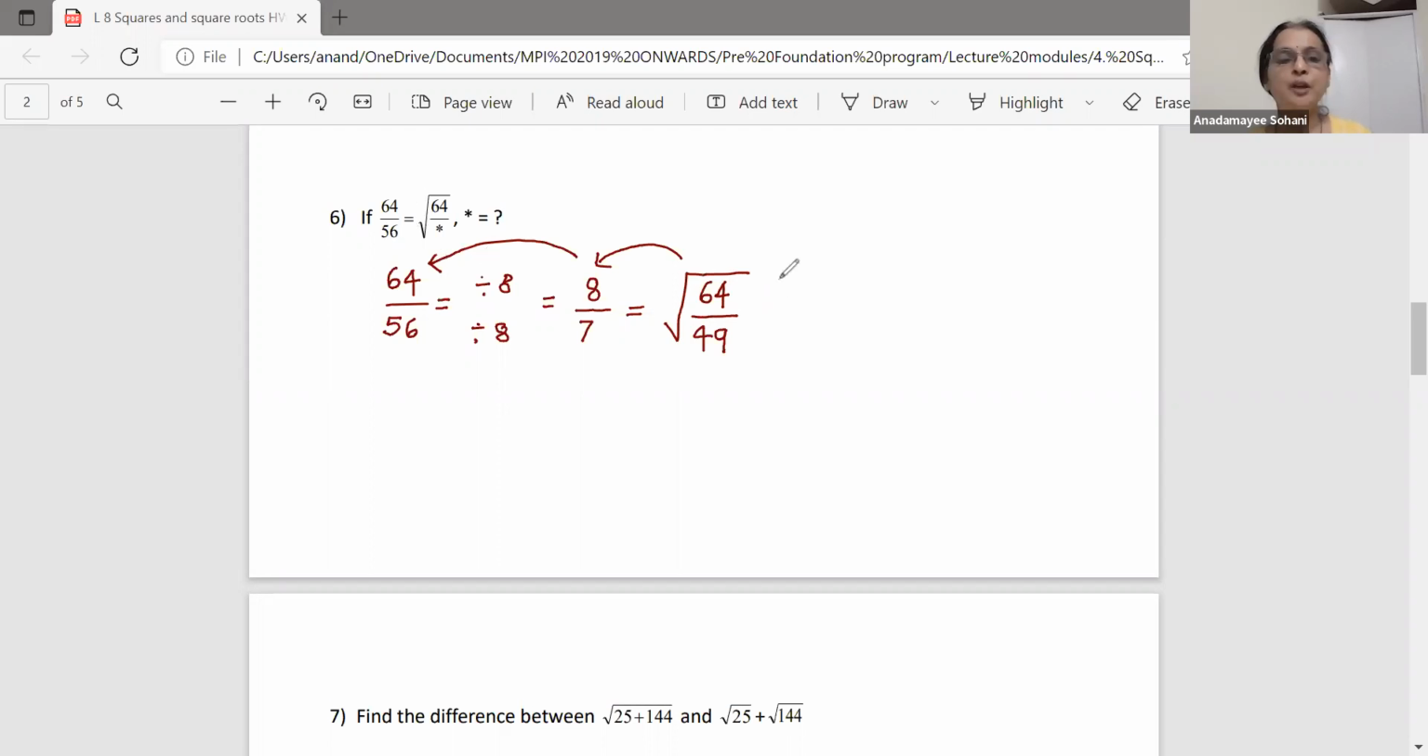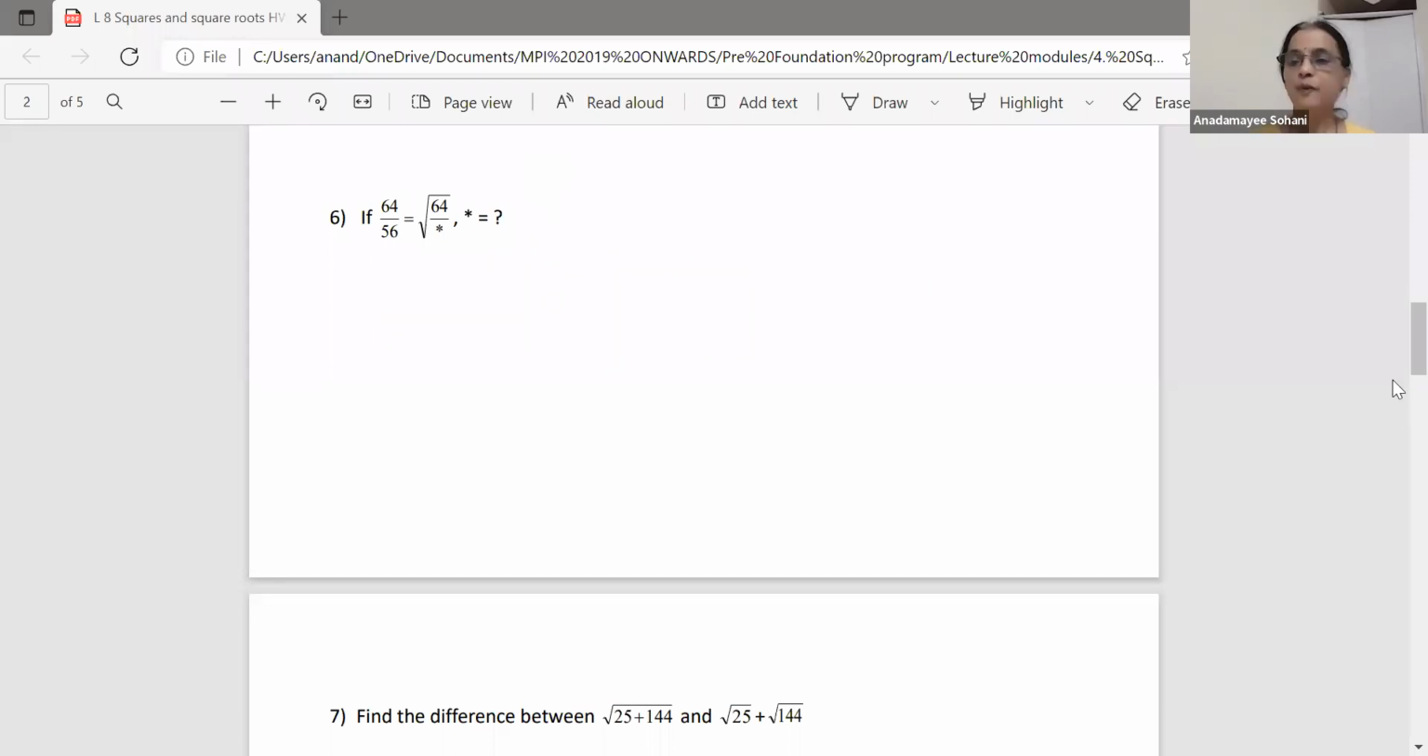Another way of doing it is 64 upon 56 is under root of 64 square upon 56 square. It will come to the same. So again, you'll have to bring this down to 8 upon 7 only, and it will come to 64 upon 49. Okay, so this was fastest. Next question.